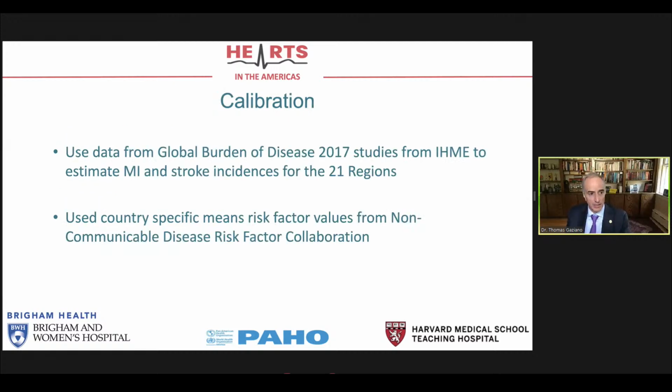For calibration, investigators used data from the Global Burden of Disease 2017 studies from the Institute for Health Metrics and Evaluation, the Washington-based group, to estimate MI and stroke incidence for the 21 regions. We used country-specific mean risk factor values from the Non-Communicable Disease Risk Factor Collaboration, and these were updated and validated for the 21 different regional models.